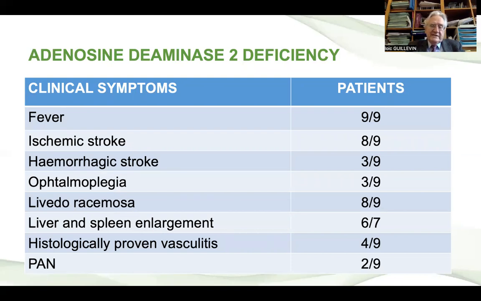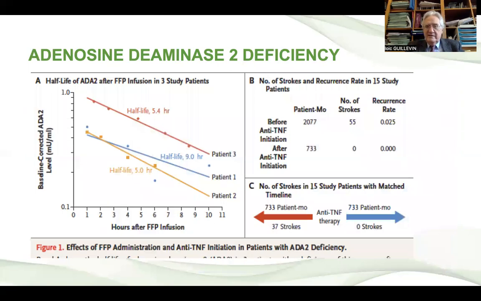What is of interest is that very quickly, the treatment which has been shown to be effective is anti-TNF. And when you look at the number of strokes in 15 study patients with matched timeline, you see that the number of strokes under anti-TNF has nearly disappeared, and it's not negligible and quite high when patients did not receive anti-TNF treatment.